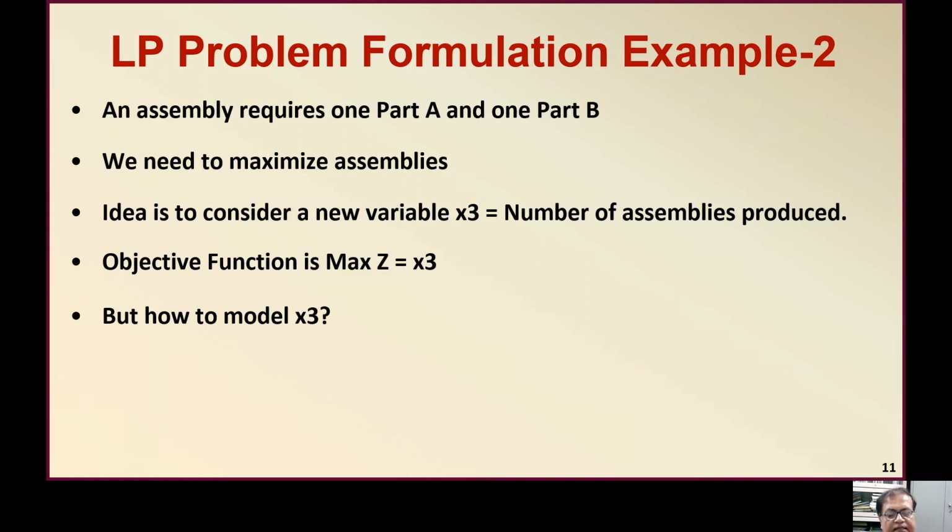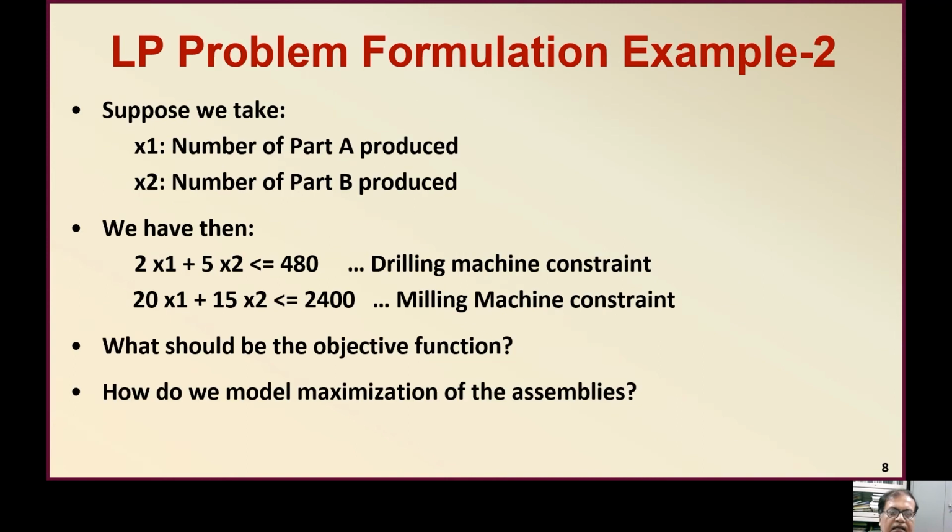But how to model x3? The x3 is the minimum of x1 and x2, that you know. But how do you model it? Because suppose you have those two constraints, 2x1 plus 5x2 less than equal to 480 and 20x1 plus 15x2 less than equal to 2400. If you add an additional constraint that x3 equal to minimum of x1 and x2, that is not going to be a linear constraint.